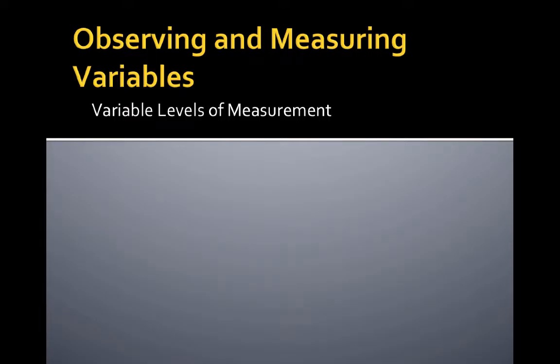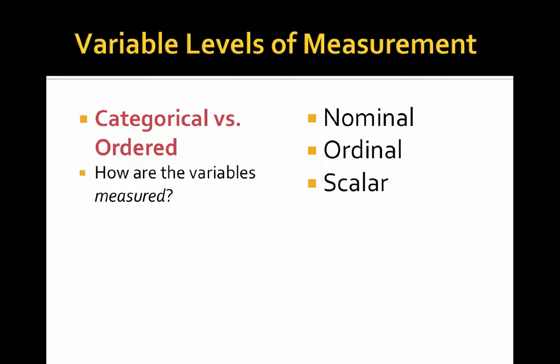This movie is going to address the different levels of measurement that we use when observing and recording your variables. So we want to think broadly in terms of how you want to describe the variables that you're interested in when you observe your units of analysis. So typically we think of variables in two ways. They're either categorical or they're ordered. And so we want to think about how they are measured.